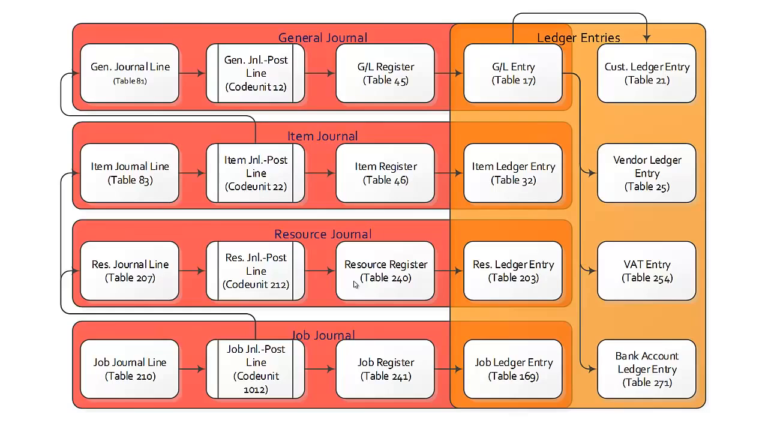The journals are layered. If the job journal needs to create an item ledger entry, it calls the item journal line. And if the item journal wants to post inventory value, it calls the general journal line. Let's keep this in mind while we move to the next step.